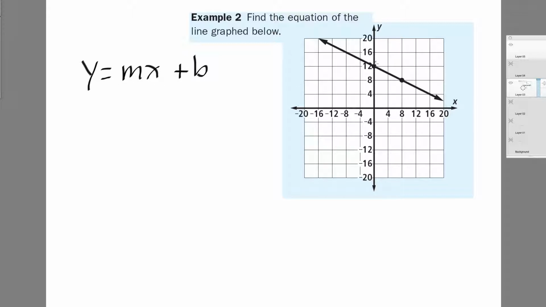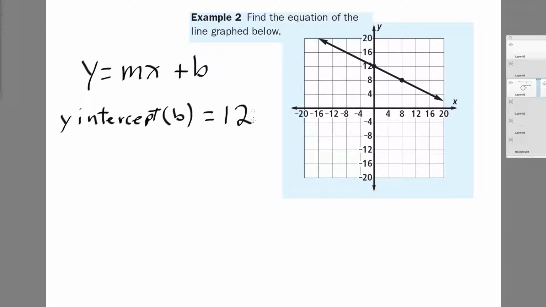What's really cool is one of these points is on the y-axis. That's where the line intercepts the y-axis. And so at this point, the y value is 12, and the x value is 0, because it's on the y-axis. So the y-intercept, which is b, is equal to 12. It's at the point (0, 12).